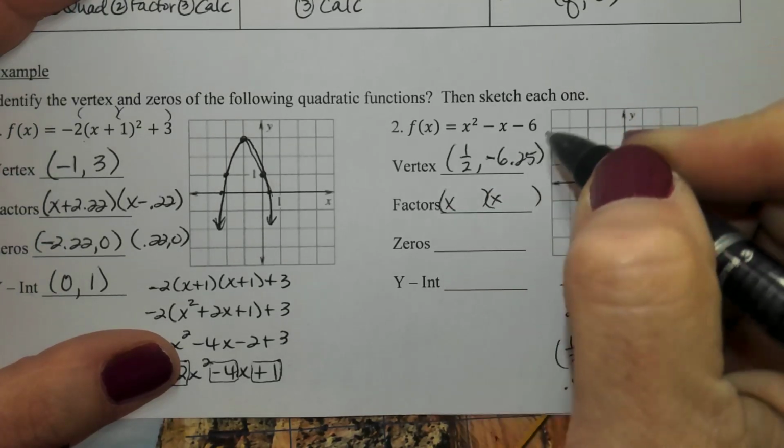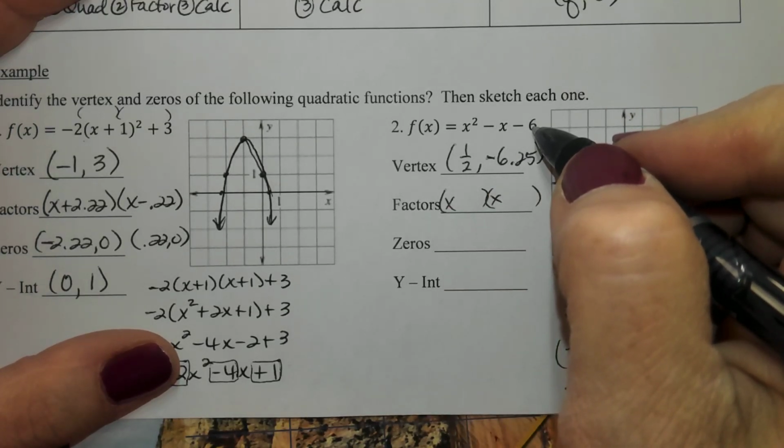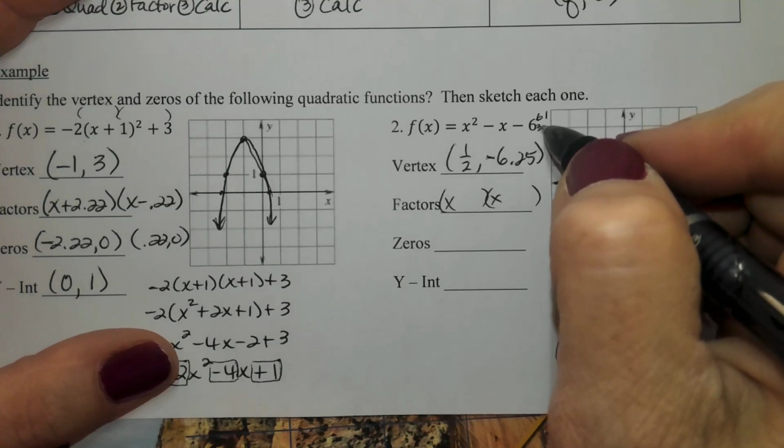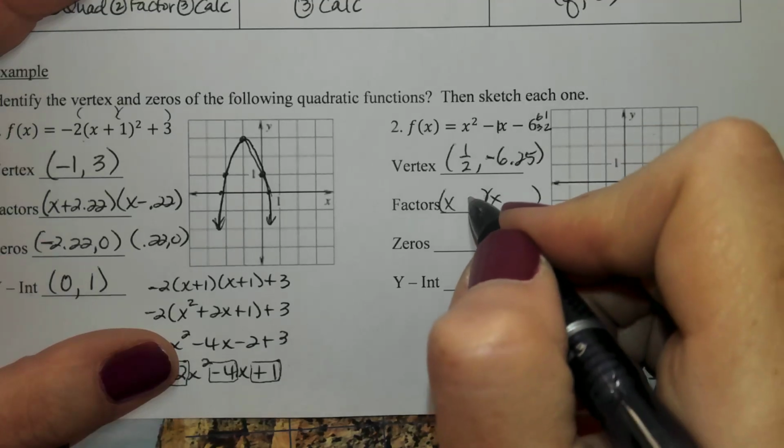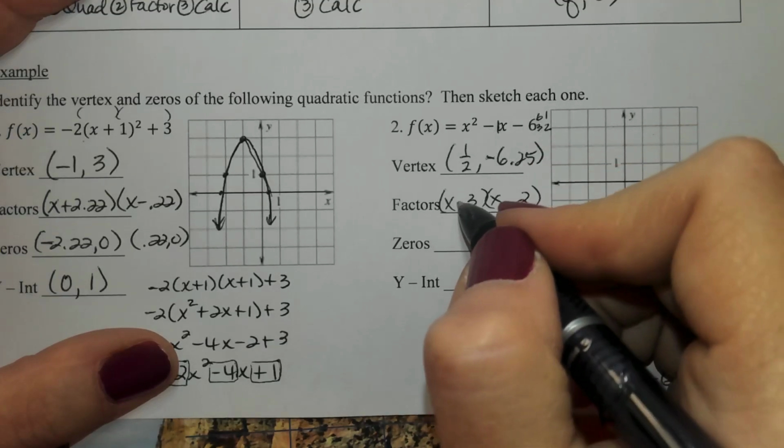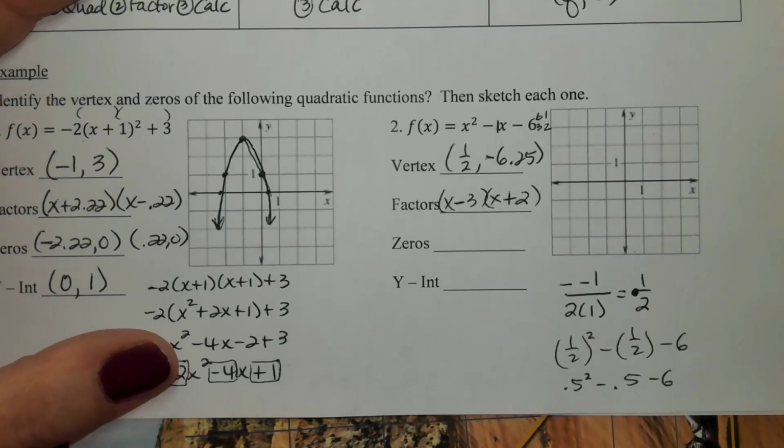So I got an x and an x. I need things that multiply to 6. So 6 and 1 or 3 and 2, and only the 3 and 2 option can get me to a 1 right there. So 3 and 2, and I'm negative, so my bigger number needs to be negative.